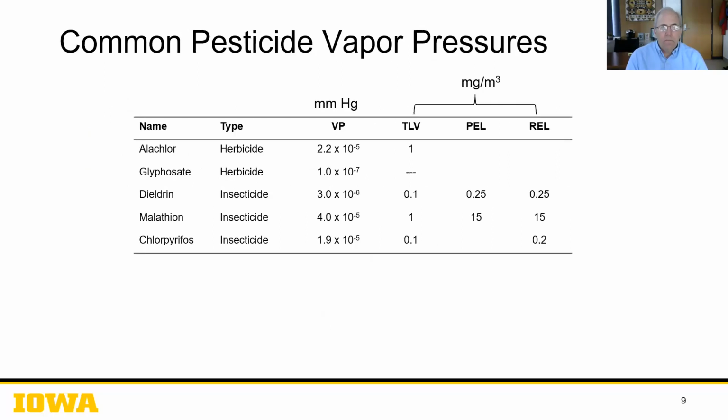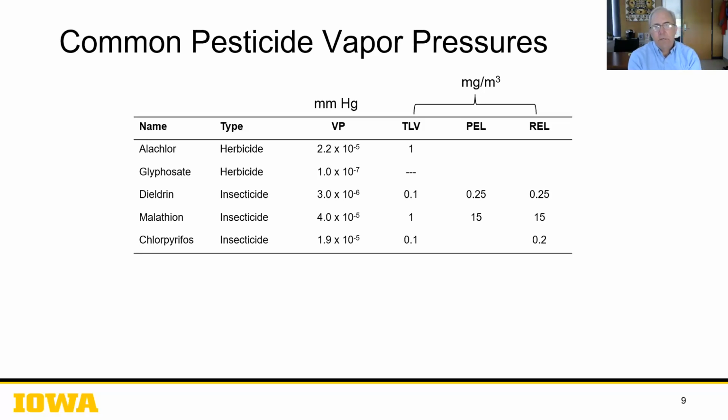And here are some examples of these vapor pressures, again in millimeters of mercury, for 2 different herbicides, alachlor and glyphosate, and then 3 insecticides, dieldrin, malathion, and chlorpyrifos. You can see the ranges there, typically around 10 to the minus 5, all the way down to 10 to the minus 7 for glyphosate, which is going to be considered later in this conversation.